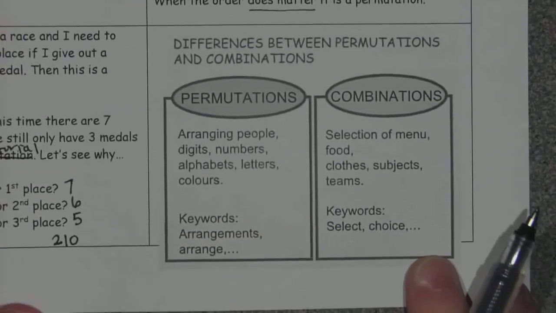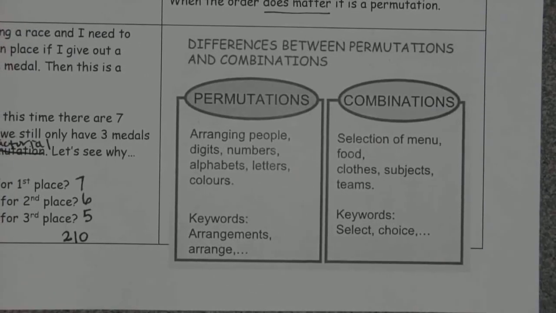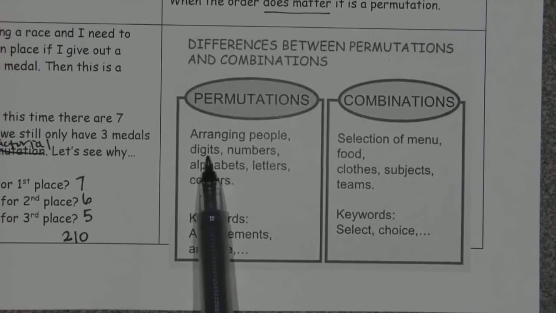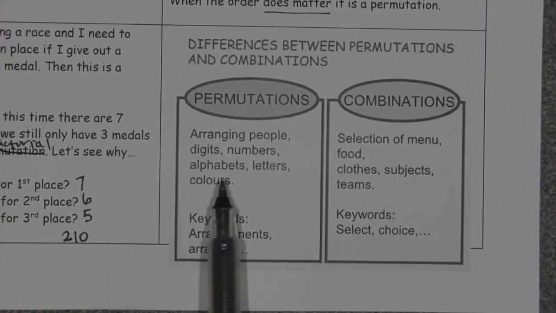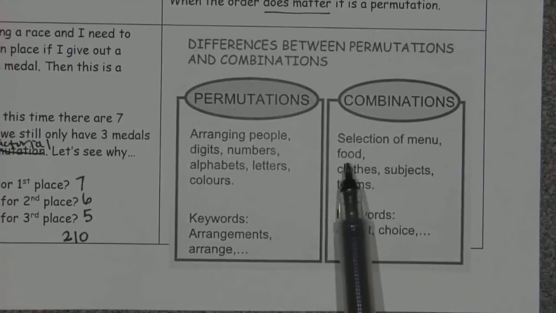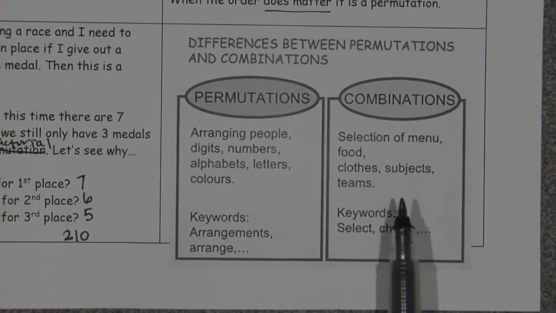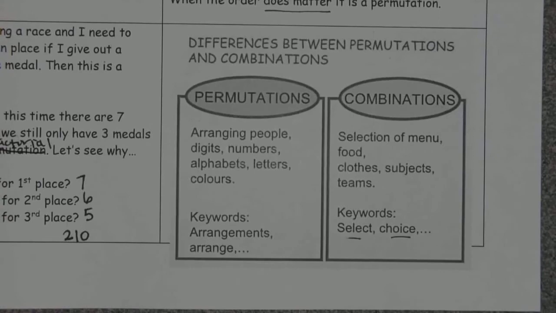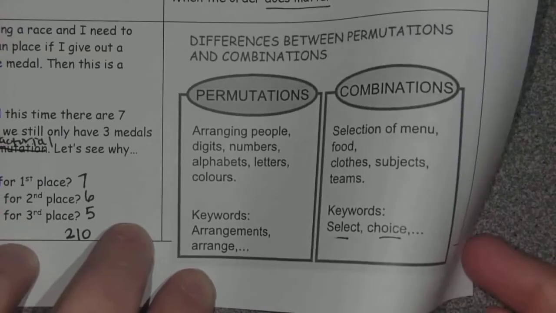So how can you tell the difference between a permutation and a combination? Permutations are like arranging people, digits, numbers, alphabets, letters, and colors. Keywords are arrangement or arrange. Combination is like selection of a menu or food, clothes, subjects, teams, and keywords are like select and choice. So let me kind of show you what we're talking about here as we do this, okay?